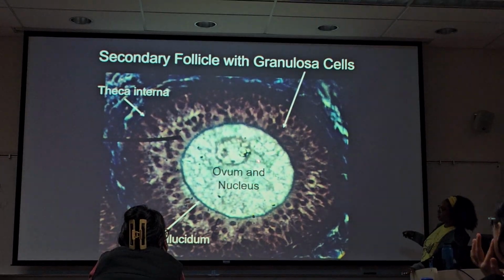And then inside, surrounded by the follicle, is the egg. The egg is inside of the follicle, the ovum. Here's the nucleus, where we have 23 chromosomes. The egg is surrounded by the zona pellucida.